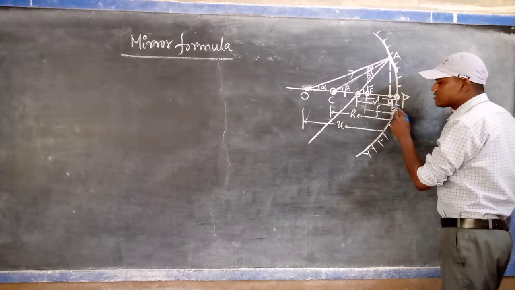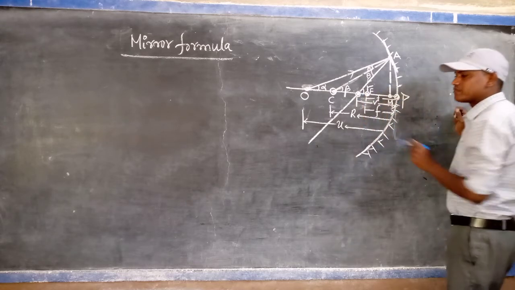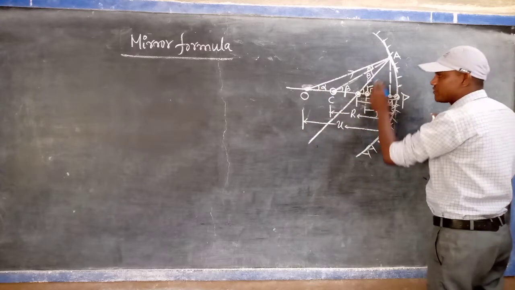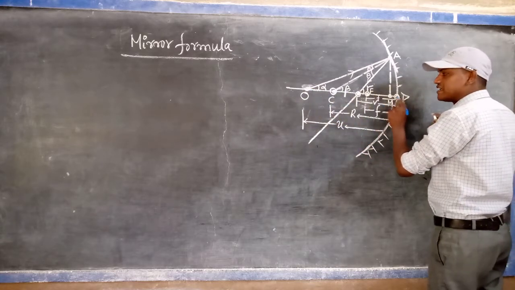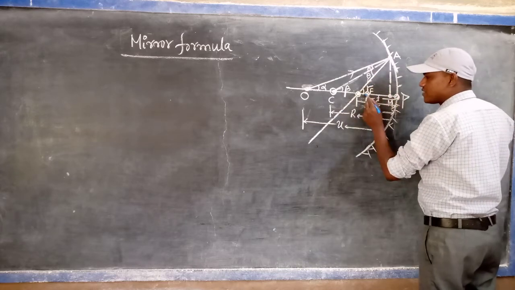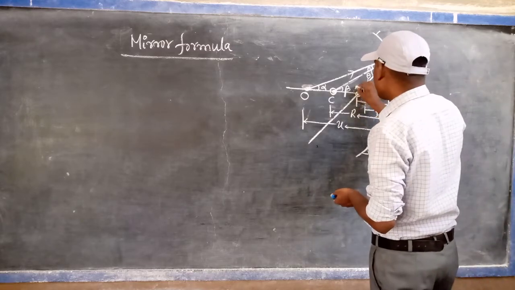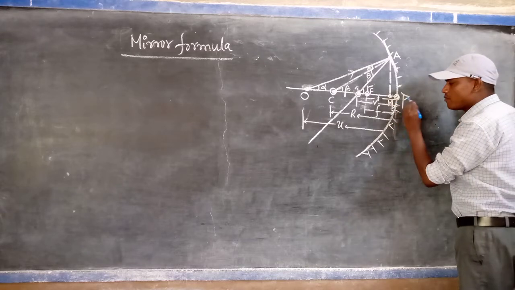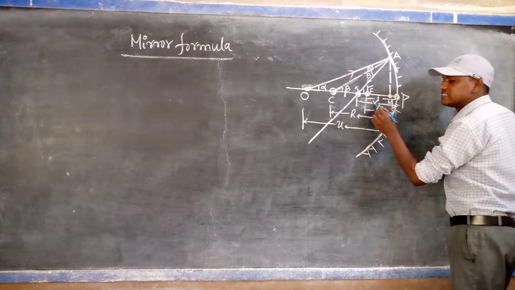Next, the distance from the pole of the mirror to the image. Here the image will be found. Is it correct or not? You can easily find out. How? This is the first reflected ray, so the second ray will fall at point P. We know that it returns back or retraces back. That's why the first reflected ray and second reflected ray both meet at this point. That's why at this point the image will be found. So the distance from the pole of the mirror to the image position is called the image distance.